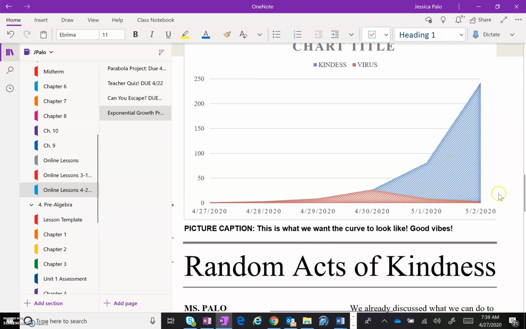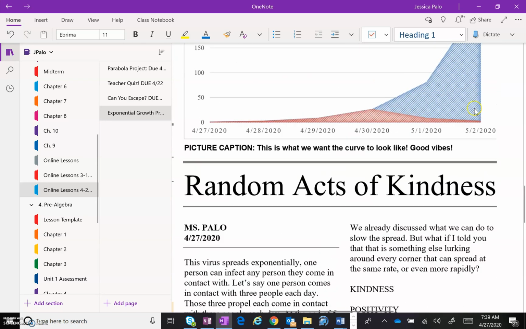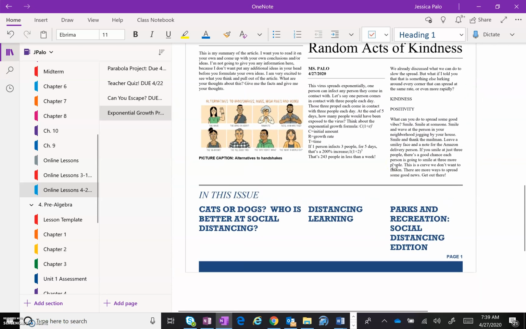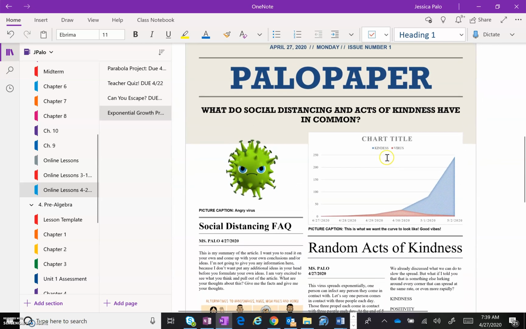It's actual data that I found on the internet. And this is data that I calculated myself. So I didn't make up the numbers. And then this is just my little article.